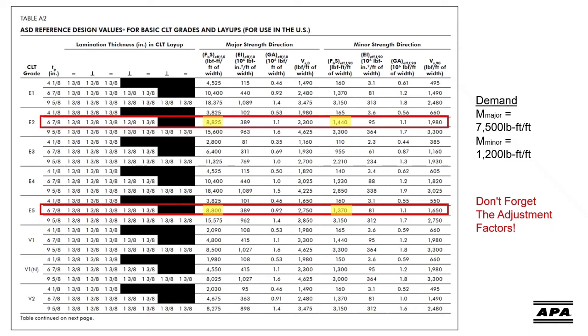The difference between these two panels is E2 is made of Douglas fir larch machine stress rated lumber, and E5 is made of hem fir machine stress rated lumber. I also wanted to note that we are only seeing part of table A2 on the screen, so there are other CLT grades in Annex A that might be a good option for our design.